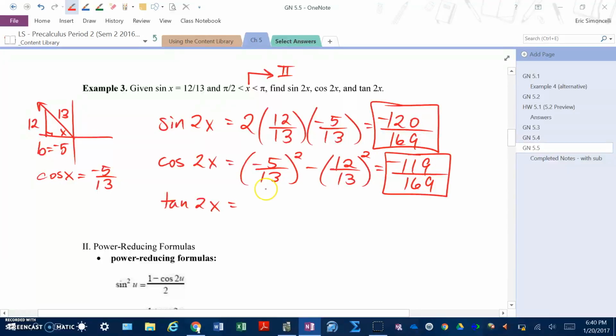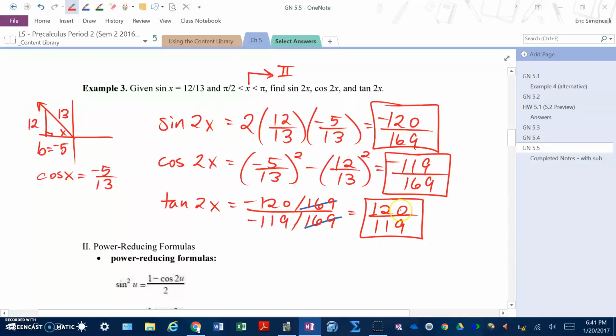Last but not least, for the tangent of 2x, we'll use sine of 2x, which we got from the very first part, so negative 120 over 169, divided by the cosine of 2x, the second part, negative 119 over 169. And that simplifies quite nicely where the 169's divide out. Remember, dividing by a fraction is the same as multiplying by the reciprocal. In the end, we end up with the following ratio, 120 over 119. And not surprisingly, this ratio does end up being positive. A third quadrant angle, which is what this double angle will be, will have a positive tangent.